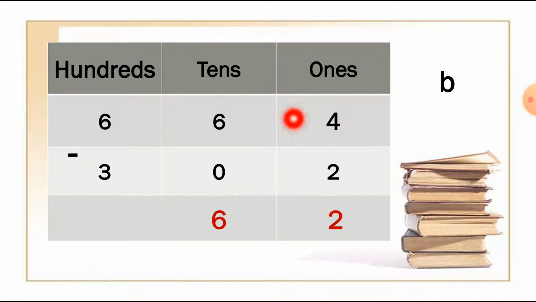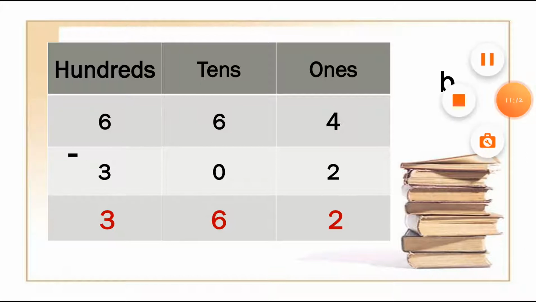So we complete the ones and tens columns. Let's move to the hundreds column. 6 minus 3 is equal to 3. We have to cut 3 from the 6. So we get the answer 3 only. Now let's read the answer: 362. I repeat, 362. This is our answer of sum number B.